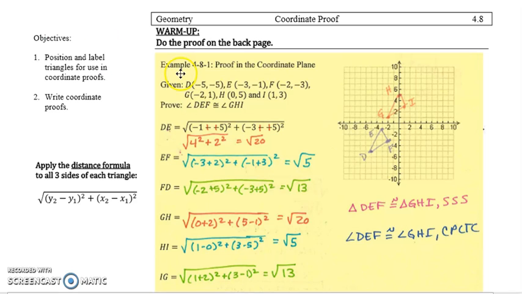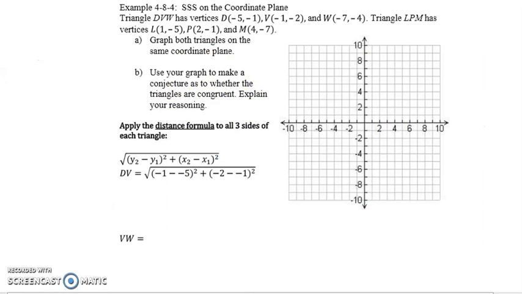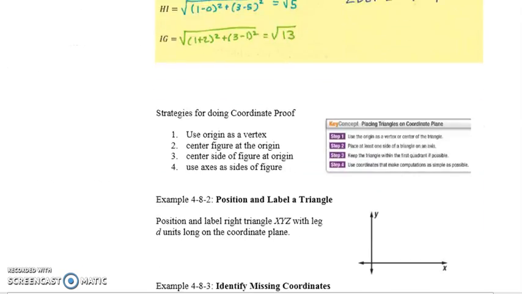All right, so go ahead and check your answers, and then you can see side by side that the triangles are congruent, so then we can finally prove that those corresponding angles DEF and GHI are congruent by CPCTC. Since we have congruent triangles, we can use CPCTC. So that's kind of a review of some of our previous lessons.